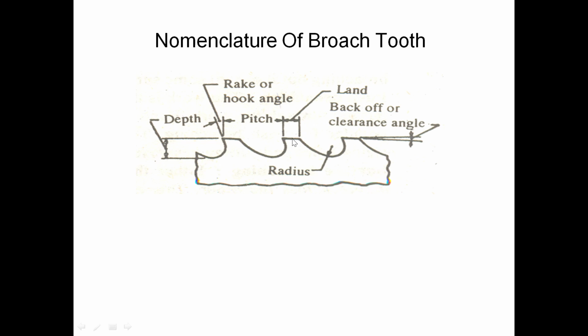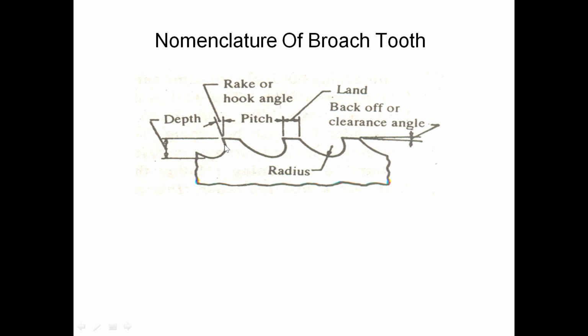The top surface of the teeth is called land. The distance from this teeth to the next adjacent teeth is called pitch. The distance from one teeth to the adjacent teeth is known as pitch. And this will be the relief angle. Suppose we project this, and also in the perpendicular direction, there will be some angle here. This angle is called hook angle or rake angle.